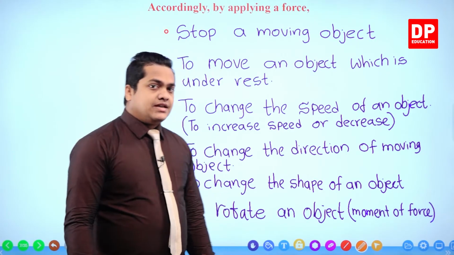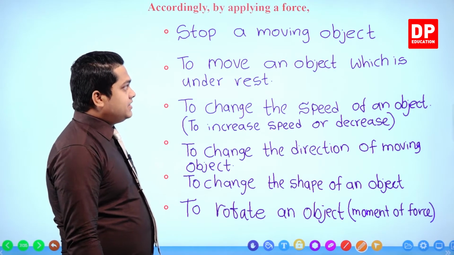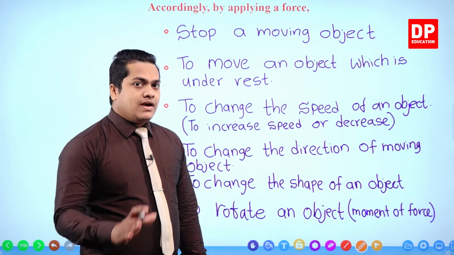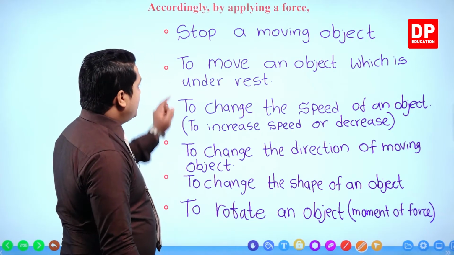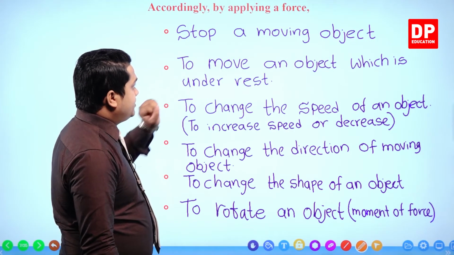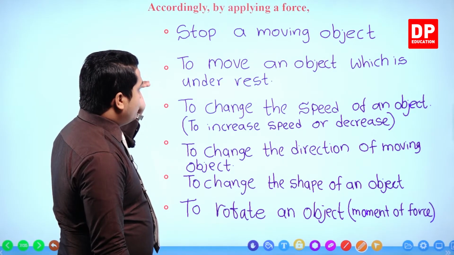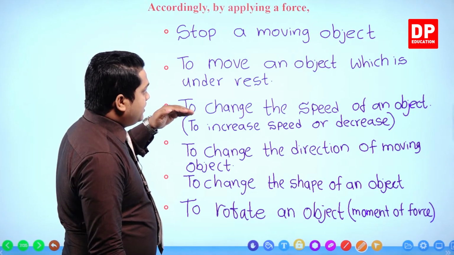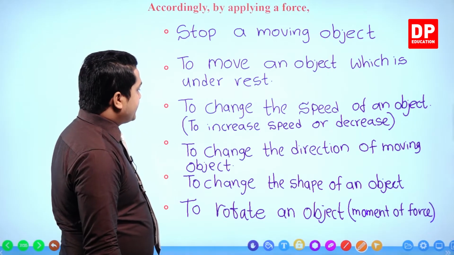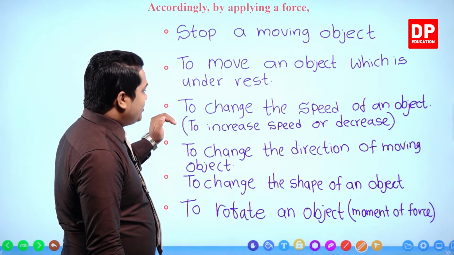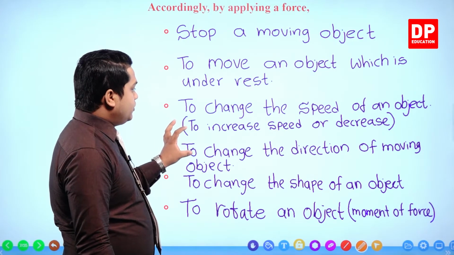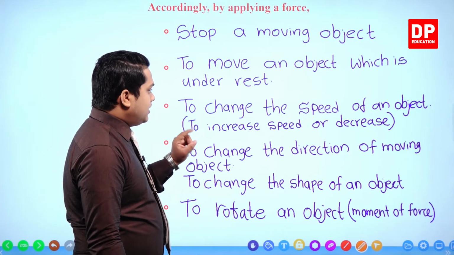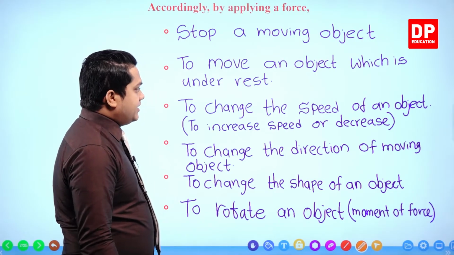right? So these are the main things that we can do by applying a certain force on an object. First one, you can stop a moving object. Number 2, you can move an object which is under rest. Number 3, you can change the speed of an object. Change in the sense means you can either increase or else decrease the speed.